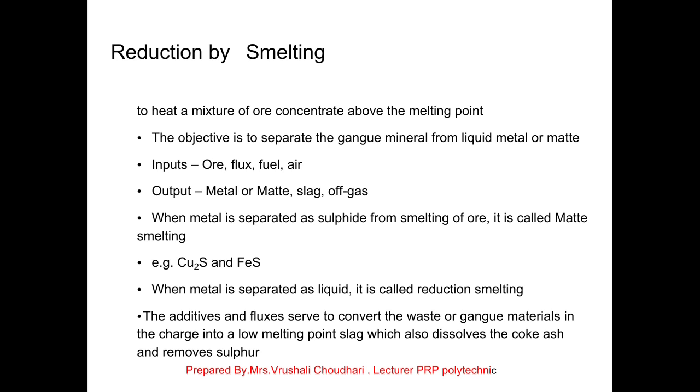When the metal is separated as a sulfide from the smelting of ore, it is called matte smelting. Meaning after reduction we will get the copper matte. When the metal is separated as a liquid, it is called reduction smelting. The additives and fluxes serve to convert the waste and gangue material in the charge into a low melting point slag, which also dissolves the coke ash and removes sulfur.